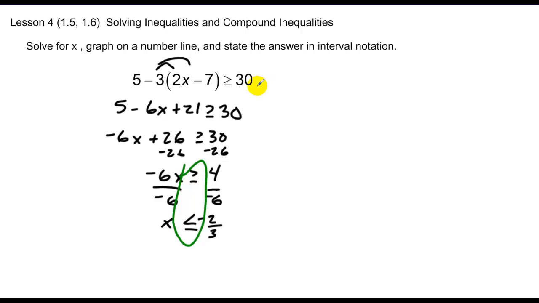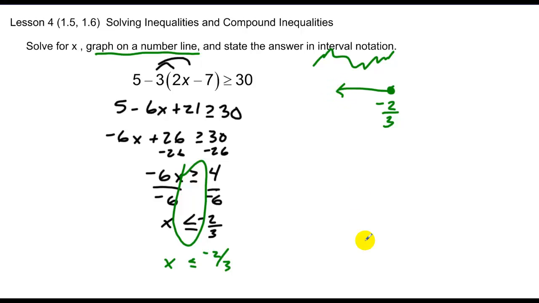Now you'll notice this problem asks us to graph on a number line and then state the answer in this thing called interval notation. X is less than or equal to negative 2/3 is inequality notation. On a number line, we put a filled in circle at negative 2/3 for less than or equal to, and then an arrow going this way. So that's my number line.